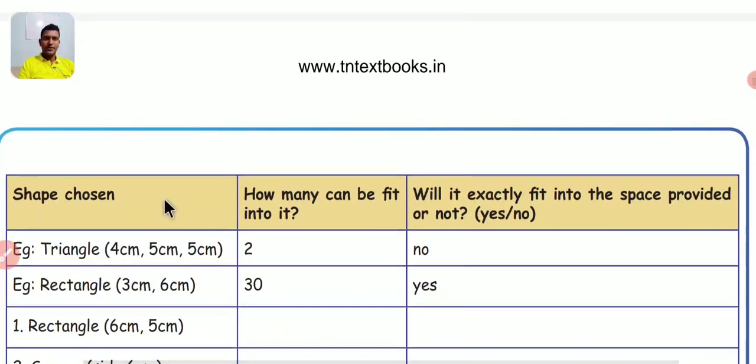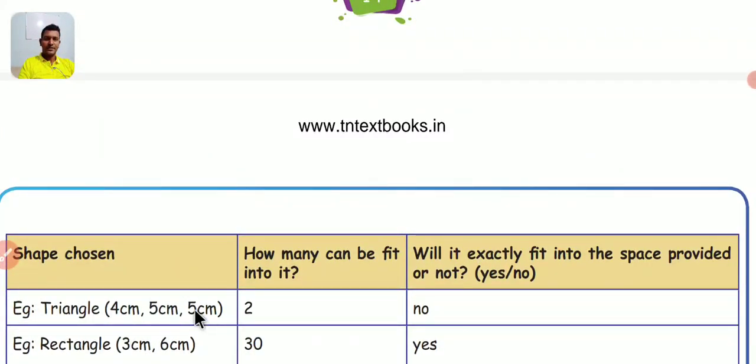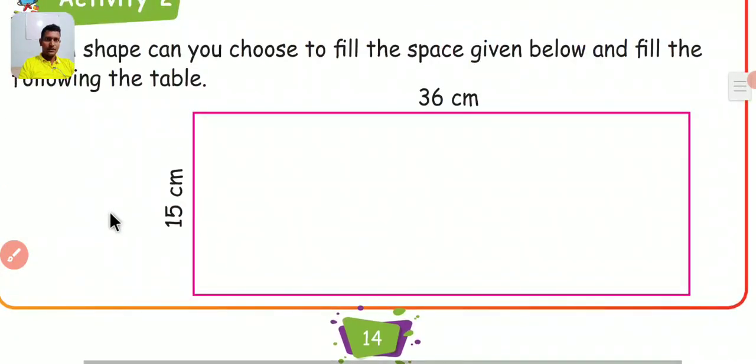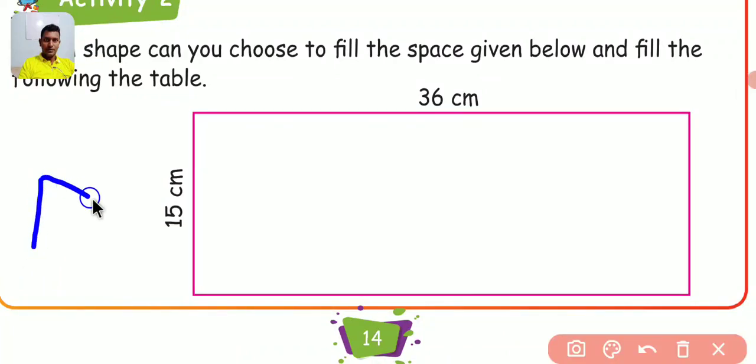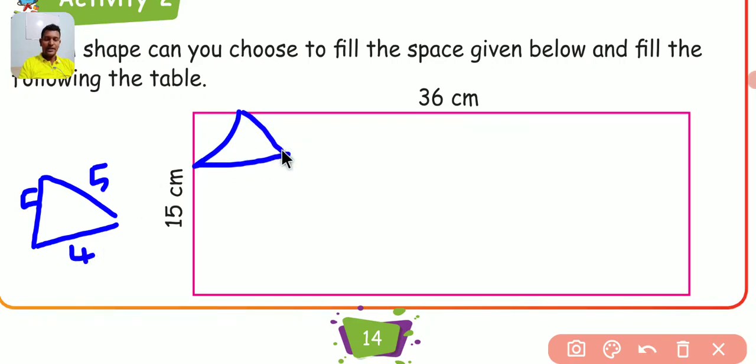If you take a triangle with 4 centimeter, 5 centimeter and 5 centimeter sides, this is 5 centimeter, this is 5 centimeter, this is 4 centimeter triangle. Here they are asking if you can fix this rectangle by using the triangle. The answer is no, we can't fix the rectangle by using this triangle. Okay, if you want, you can try.